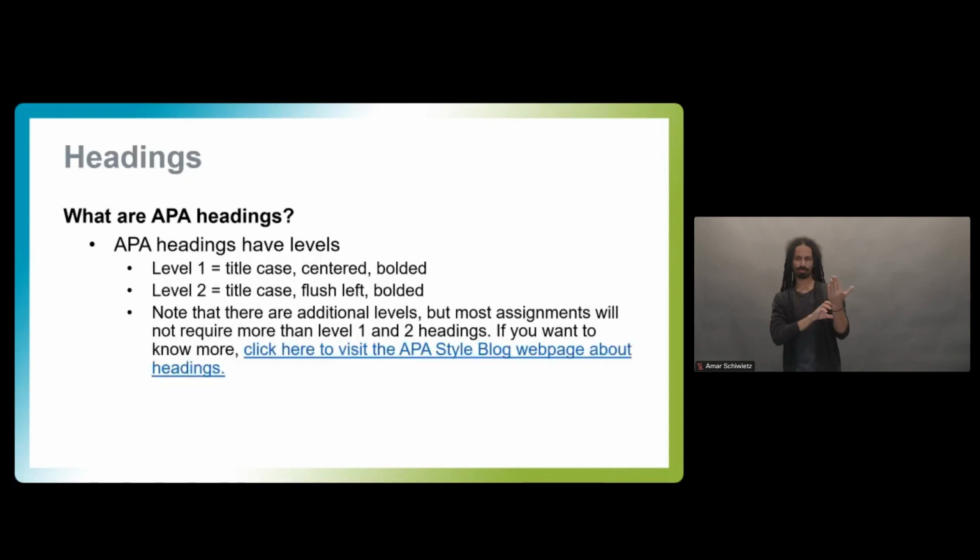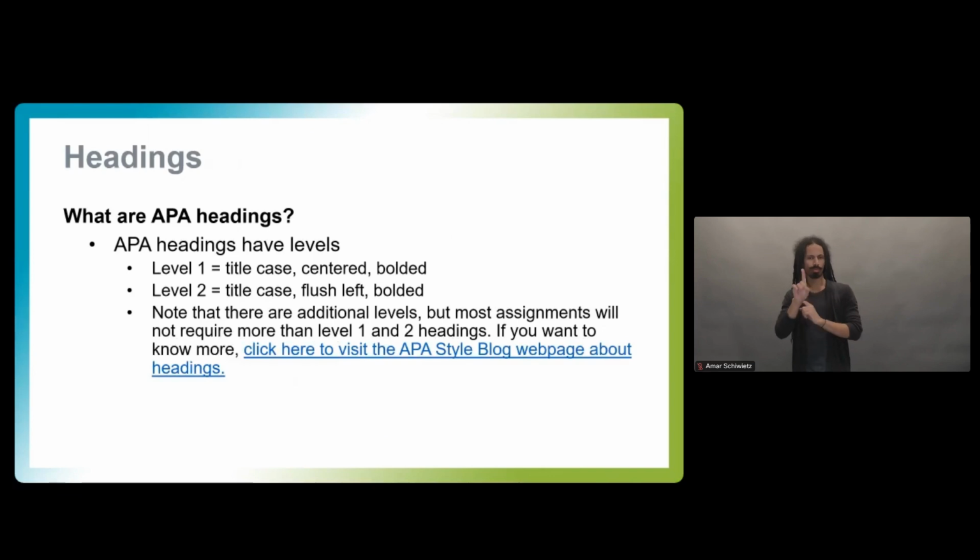So now let's just go through the formatting rules. Level 1, so that would be like the heading of a section. We call it a level 1 heading in APA. That will be in title case, which means all the important words are capitalized. It will be centered on your page, and it will be bolded. Now that's a level 1 heading.